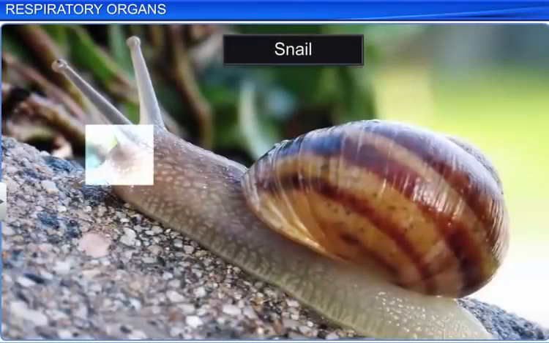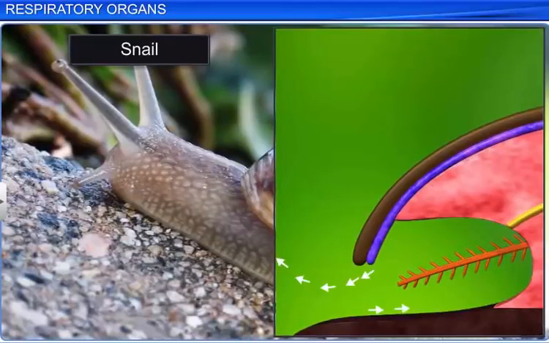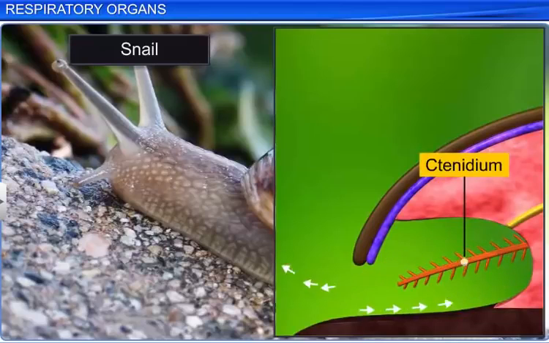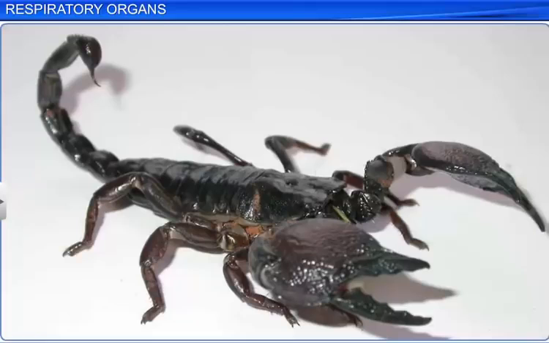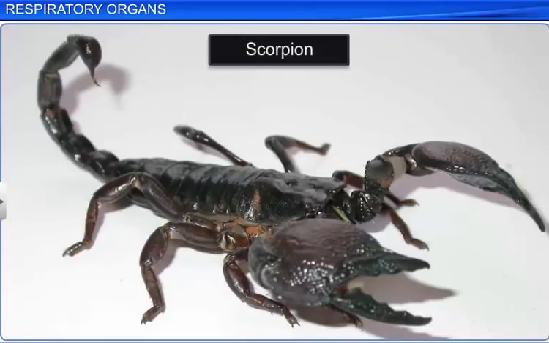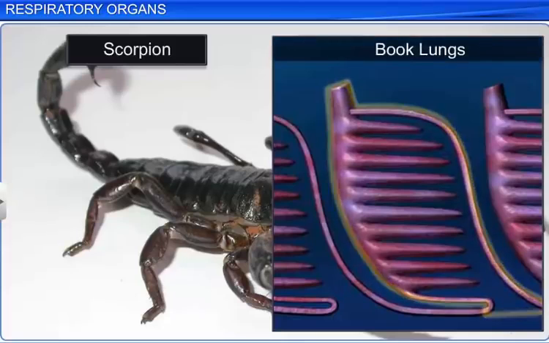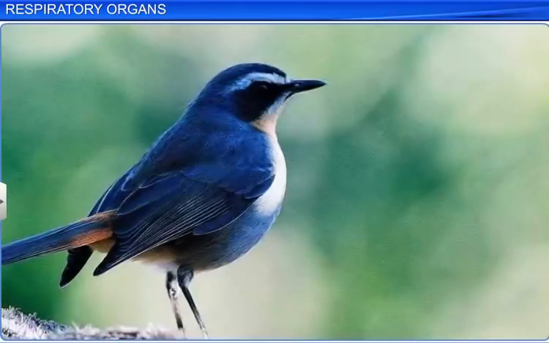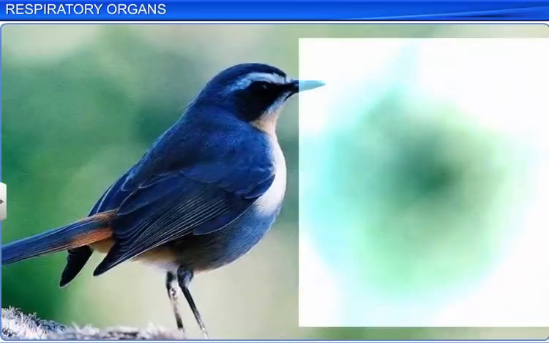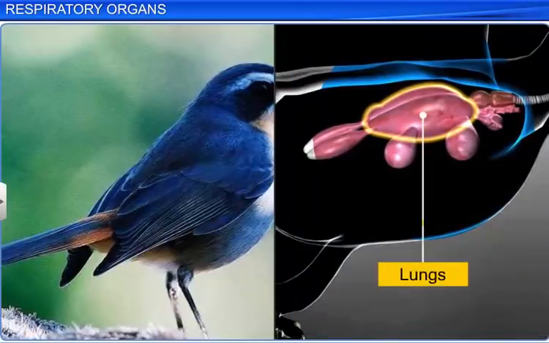Most mollusks use special vascularized structures called ctenidia for gaseous exchange. Some arthropods, such as spiders and scorpions, use many thin folds of membrane resembling the pages of a book for respiration. These are called book lungs. Terrestrial forms of vertebrates use vascularized bags called lungs.